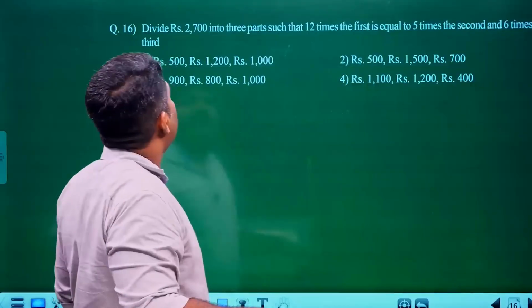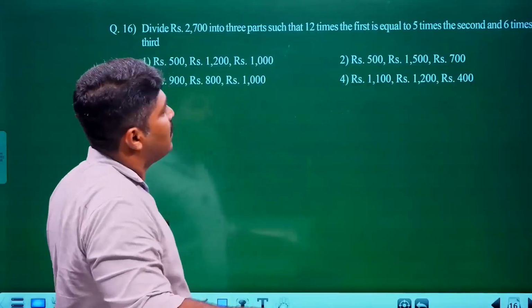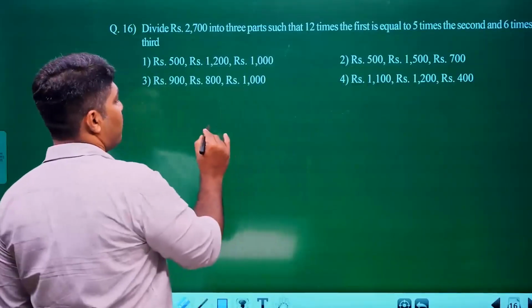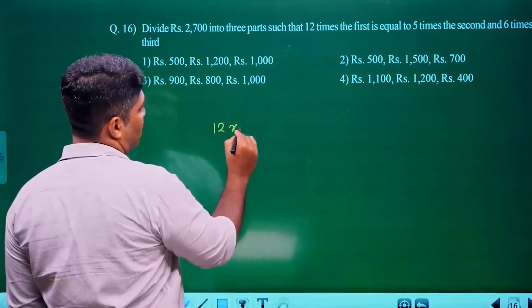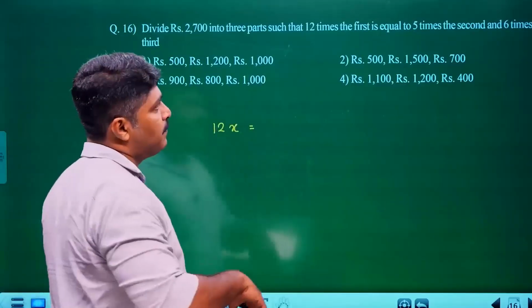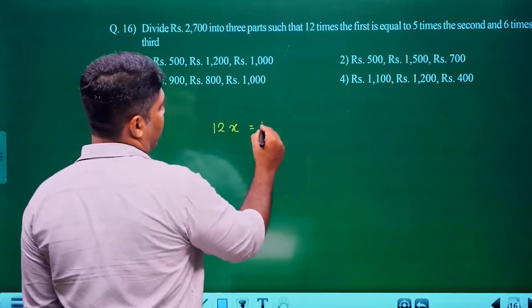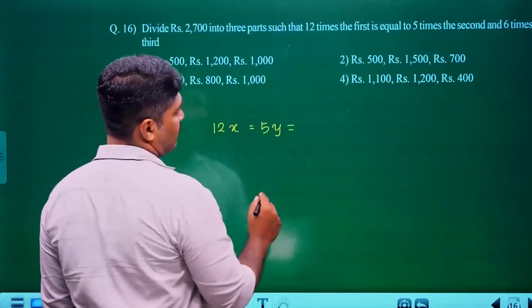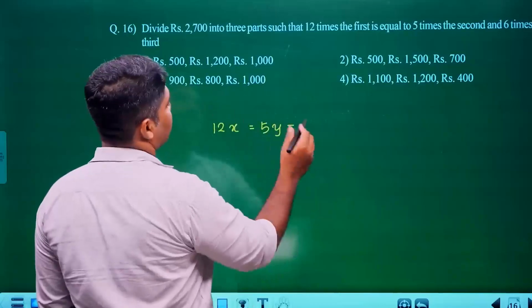So next question: divide 2700 into 3 parts such that 12 times the first part, I just consider that as x, is equal to 5 times the second part, is equal to 6 times the third part.